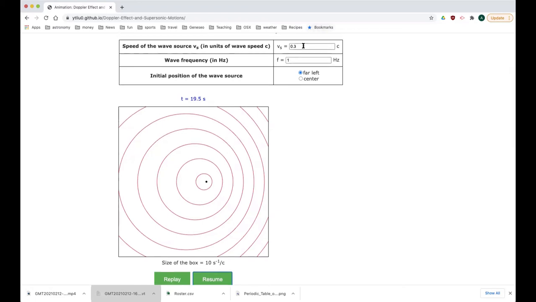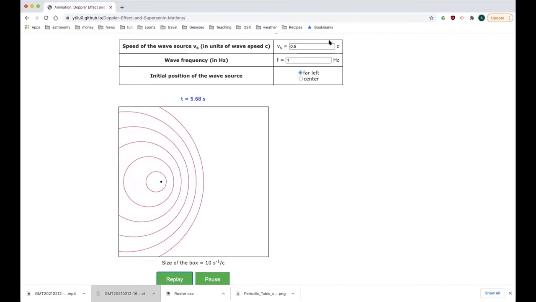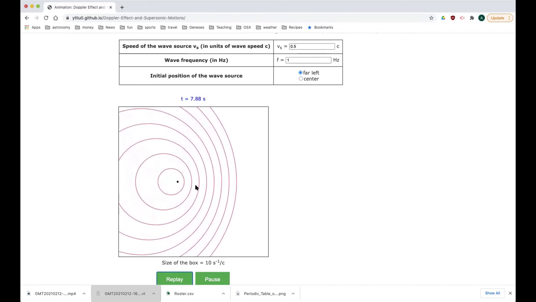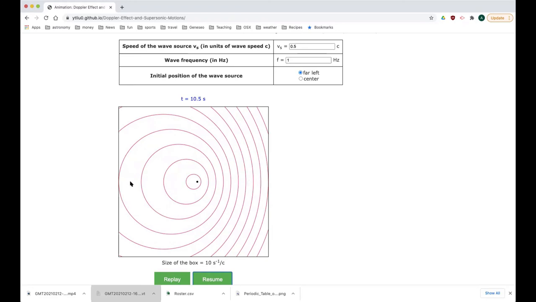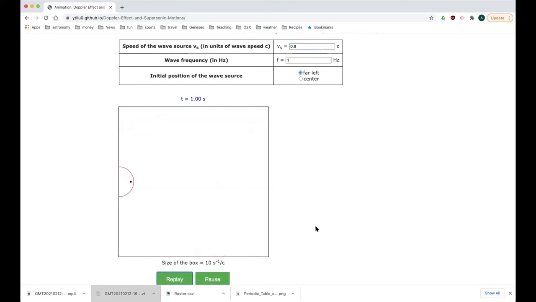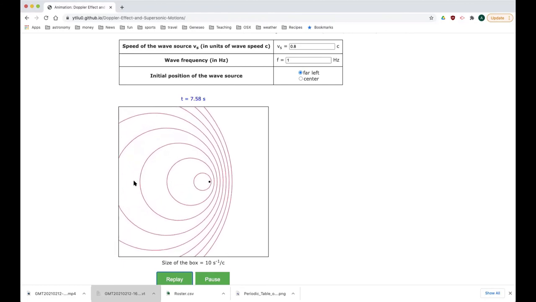You can see this a little bit better if I make the speed a little bit higher. If I go up to 0.5, I can replay this. The faster we go relative to the wave speed, which is c, the more this effect is important, and the more this effect stretches out the waves in one direction and compresses them in the other. If I go to something like 0.8, now this thing's really moving.